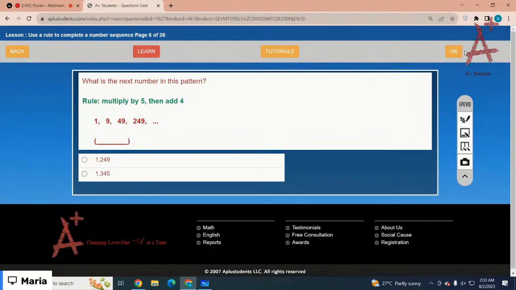What is the next number in the pattern? The rule is you have to multiply by 4 and then you have to multiply by 5 and then you have to add 4.